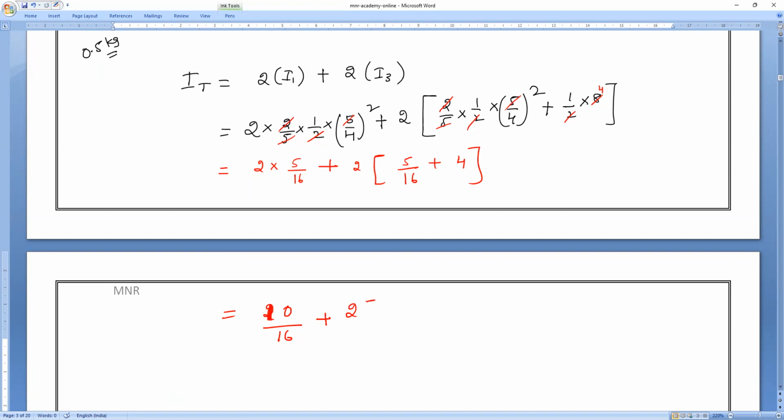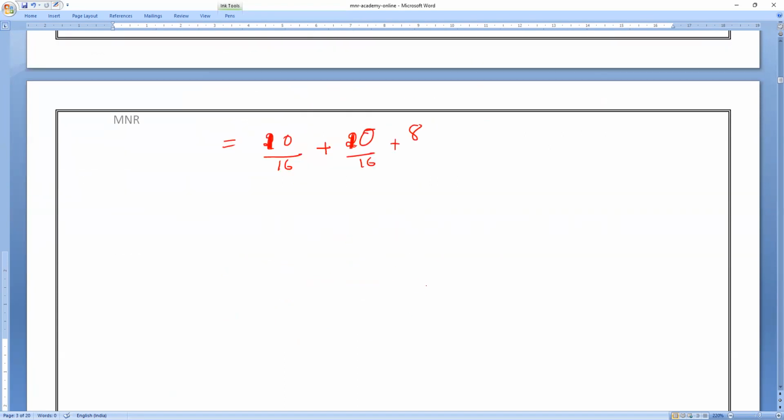Again, okay, let me write this one. 2 into 5, how much is it equal to? 10 by 16 plus 2 fours are 8. So this is what it is. Now you can take LCM, everybody, you can simplify it. What do we simplify? 2 5s are, 2 8s are. So which will turn into what? 5 by 8 plus 5 by 8 plus 8.